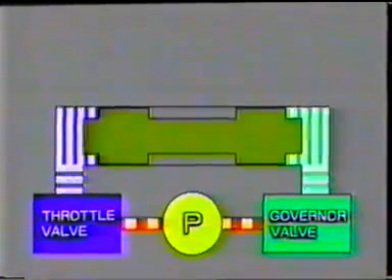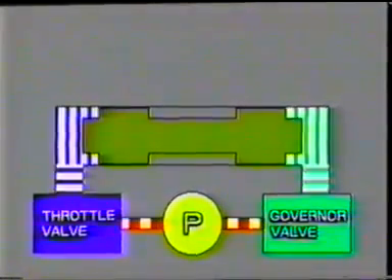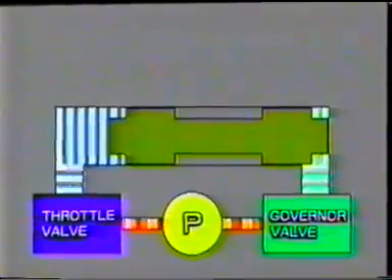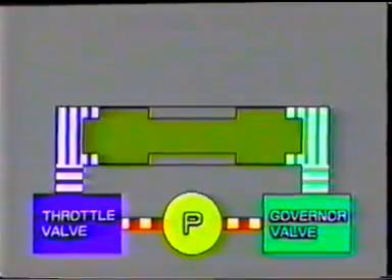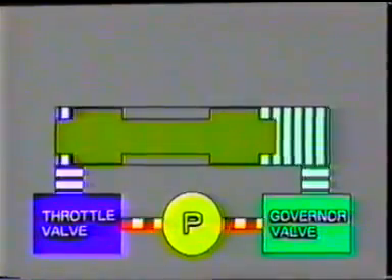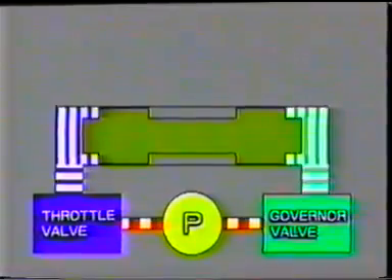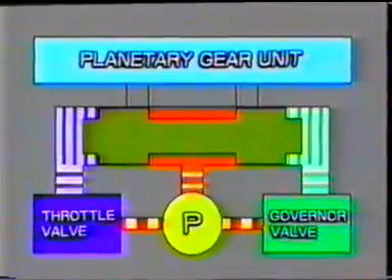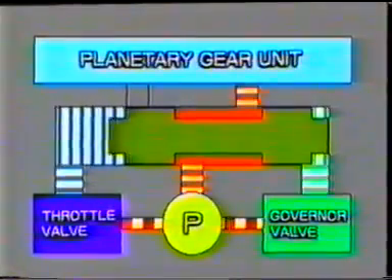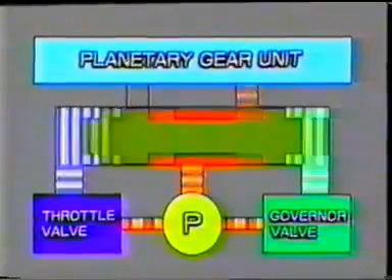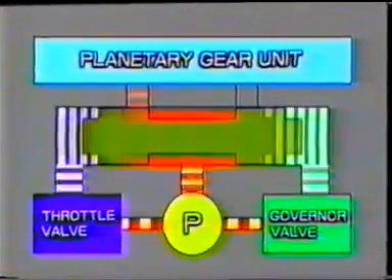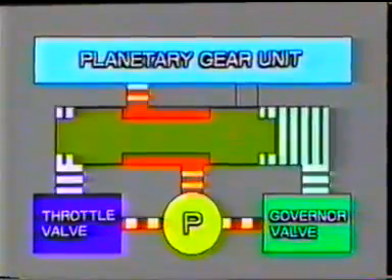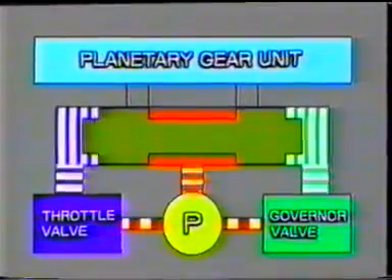Throttle pressure is applied to one end of the shift valve, and governor pressure is applied to the other end. The shift valve moves to the right or to the left, depending on the difference between these two pressures. As the shift valve moves, it opens up a fluid passage, allowing the hydraulic pressure generated by the oil pump to actuate a clutch or brake piston. Which fluid passage is opened up determines the direction and speed of rotation of each member of the planetary gear set. In other words, it determines what gear the transmission will shift into.